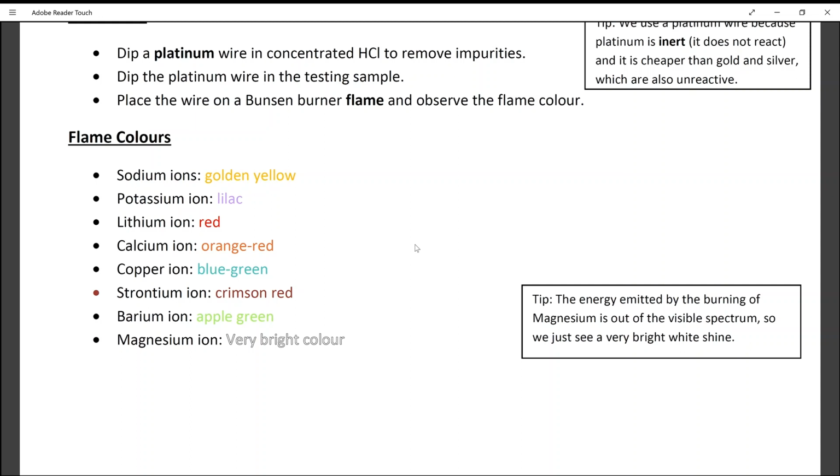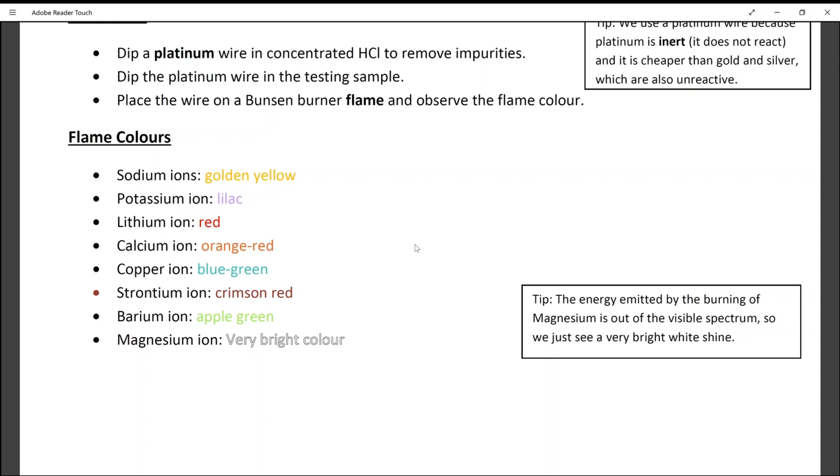For the calcium ions you have an orange-red flame, copper ions a blue-green flame, strontium crimson-red, barium apple green, and magnesium, you'll see a very bright light. Actually, the energy emitted by the burning of magnesium is out of the visible spectrum. So we just see a very bright white shine. Actually, it's not white. It's something that we cannot see. It's not in our visible spectrum. Just a bright light. Of course, you don't have to explain this in the examination. Just say white, and it's okay.